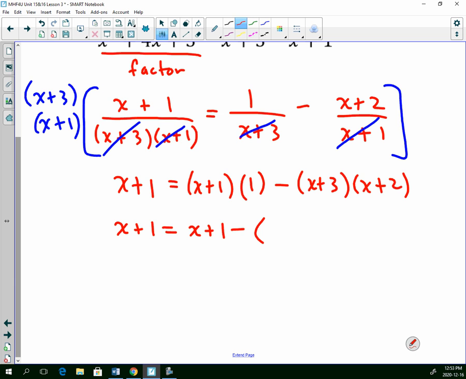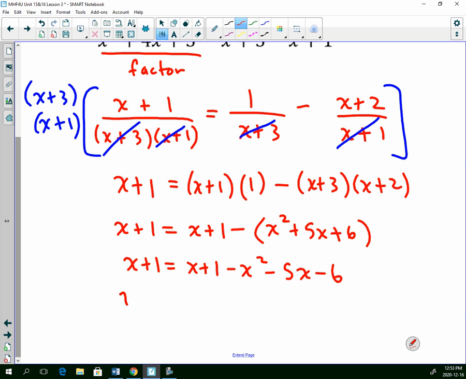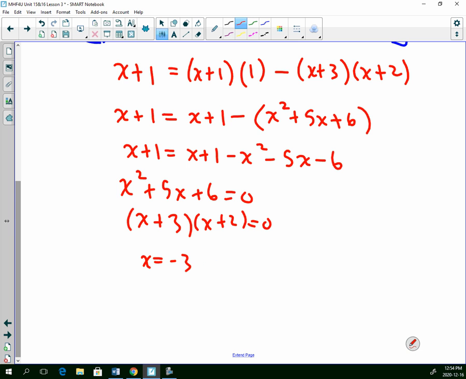Be careful of signs in this last one. I'm subtracting, so I'm going to multiply the two binomials together first before I apply the negative, just so I get my signs correct, because we don't want to mess up on our signs. So I'm going to put the terms to the left so that my x squared is positive. So what do we have here? We have plus 5x and then we have plus 6. So I know I can factor that into 3 and 2. And x equals -3, x equals -2.